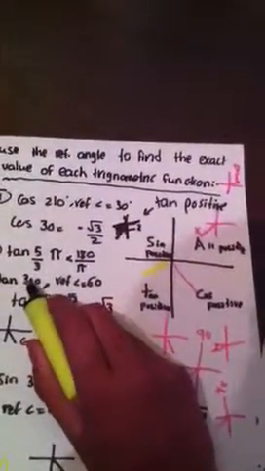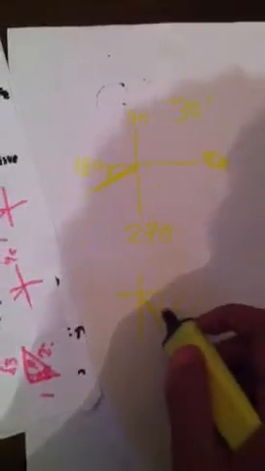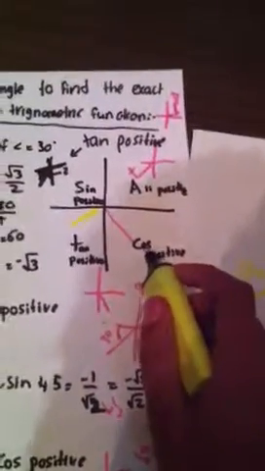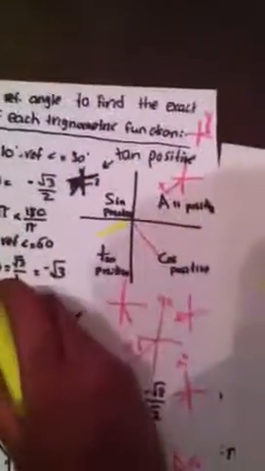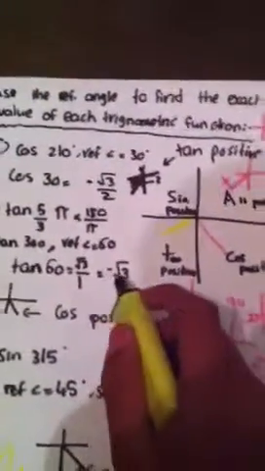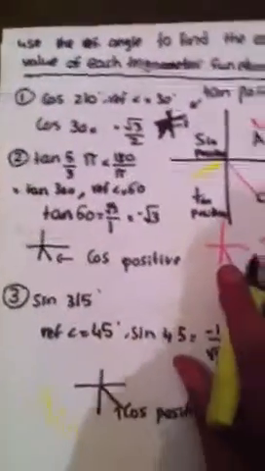Now we will see if it's positive or negative. We must first draw the 300 on the quadrants. This is the 300 as we made it. It will be right here in the cosine positive part, where only cosine is positive, and this is tan 300. So it will be negative root 3. It's a very simple way to find out if it's positive or negative instead of using the calculator.